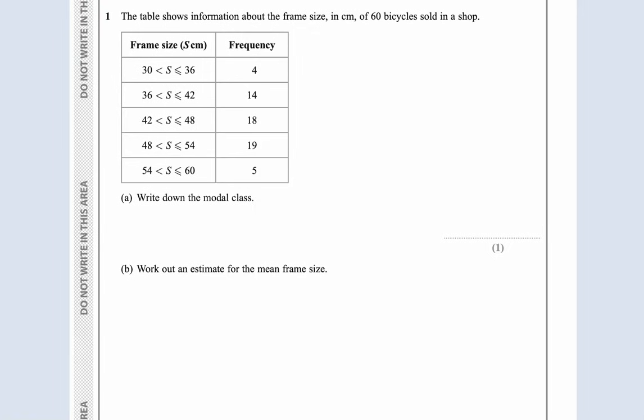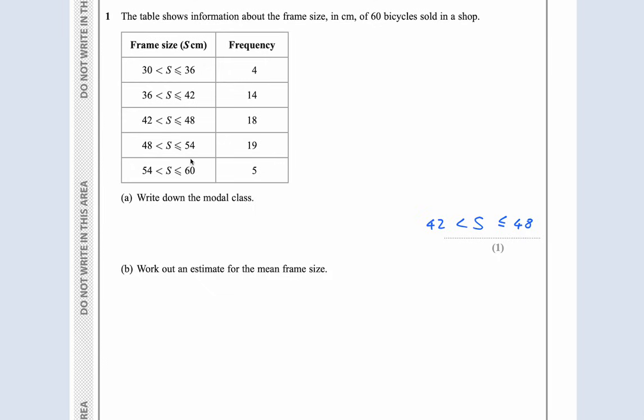The table shows information about the frame size in centimeters of 60 bicycles sold in a shop. Write down the modal class. Modal class, guys, most common, it's this class because there's 18. That's the highest frequency. So the class is this. It's 42 less than S less than or equal to 48.